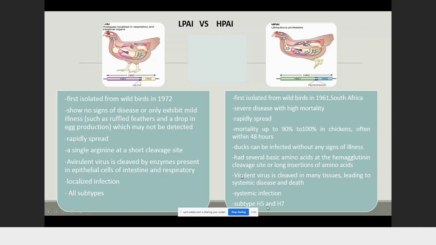As I mentioned earlier, for HPAI, the subtypes are only H5 and H7. However, H5 and H7 can also be categorized as low pathogenic avian influenza. So, how will you know? How will you differentiate between these two? It is based on the clinical signs, the mortality rate, the post-mortem lesions, localized or systemic lesions, as well as the sequencing of the virus.